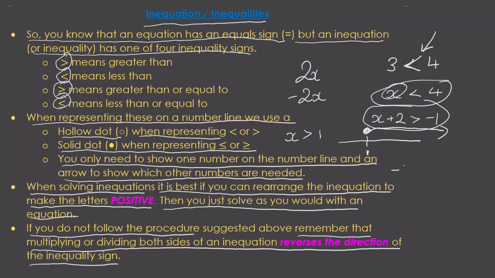So to indicate this, -2 is less than 3. But if I multiply both sides of that by -1, this side becomes 2, this side becomes -3. And now the 2 is greater. So note that we've reversed the direction of the inequality sign.